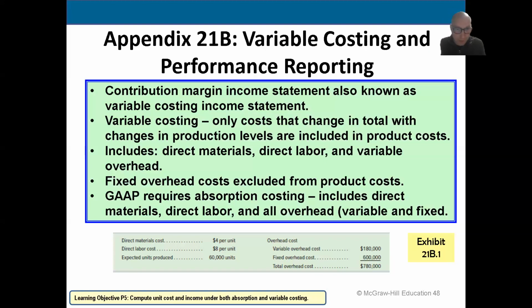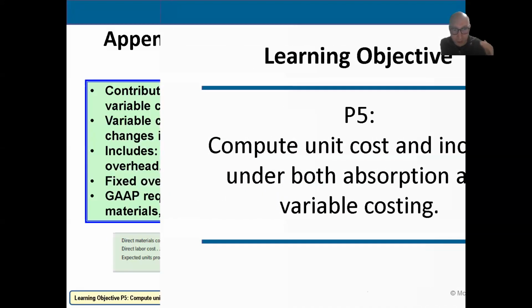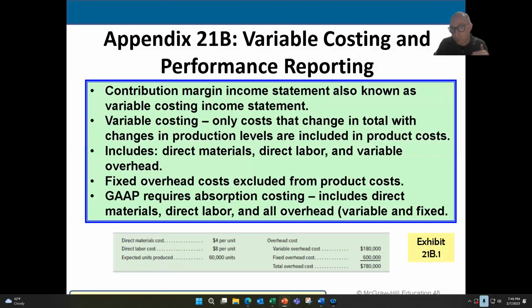Whereas variable costing, we're only looking at variable costs. We're separating them out. So variable costing, we're only looking at the variable costs. Under absorption costing, we're taking into consideration fixed and variable costs, but primarily looking at direct materials, direct labor, and all of factory overhead, so fixed and variable costs.